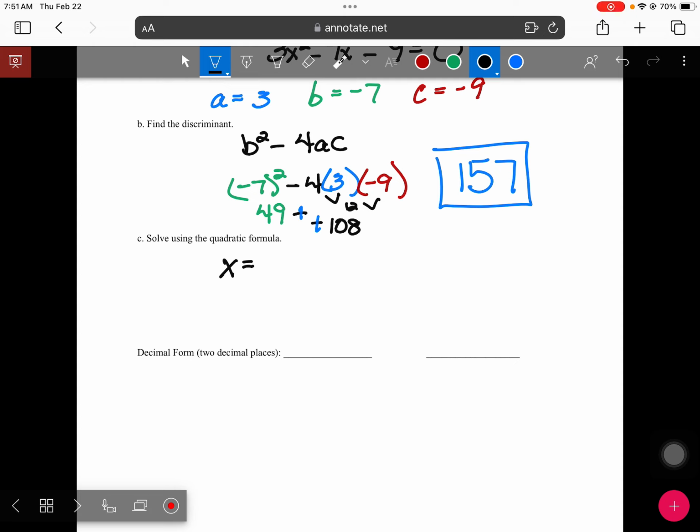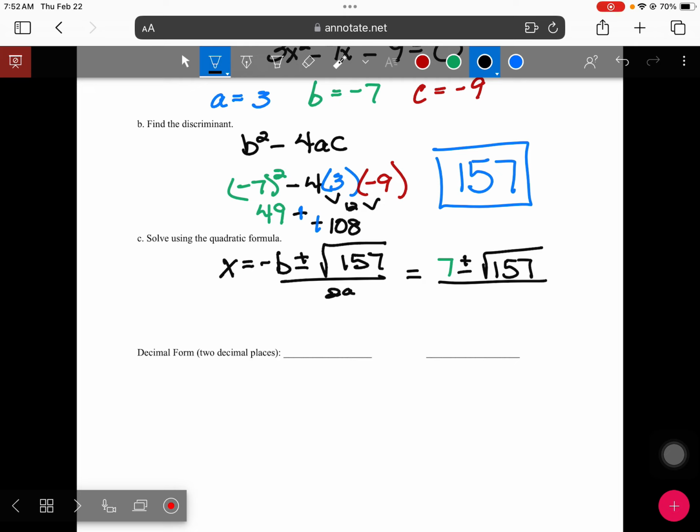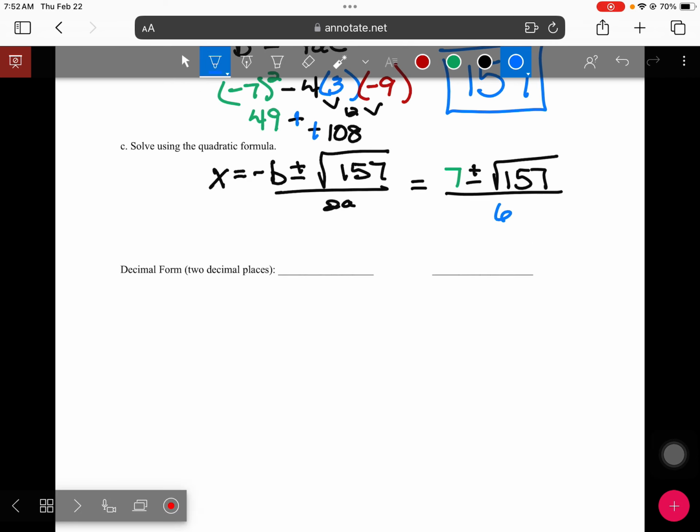X is equal to opposite of B plus or minus my discriminant, which we already know, all over 2A. B is negative 7, so the opposite of that is going to be positive 7 plus or minus square root 157, all divided by 2 times 3, which is 6. Now, does anybody really need help with putting it in the calculator? Because I will write it out here. I will do that.